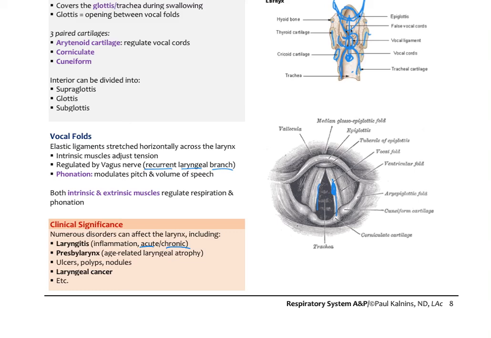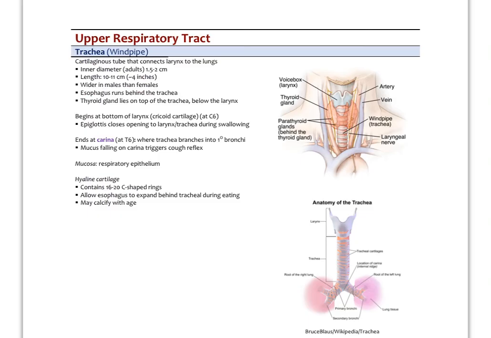Presbylarynx is atrophy of the larynx. That's usually age-related. You can get ulcers and polyps and nodules that grow on the vocal folds. Laryngeal cancer, that's going to be more typical, again, in smoking and alcoholism, and several other disorders. But some of those are some of the main laryngeal disorders you should keep in the back of your mind. All right, so that is the larynx.